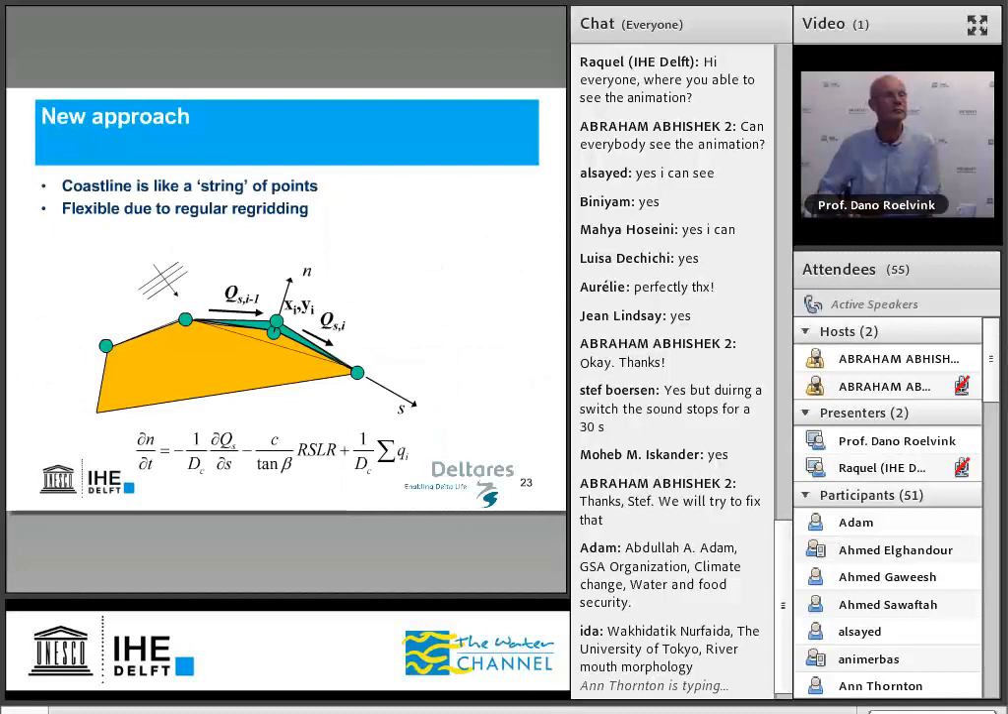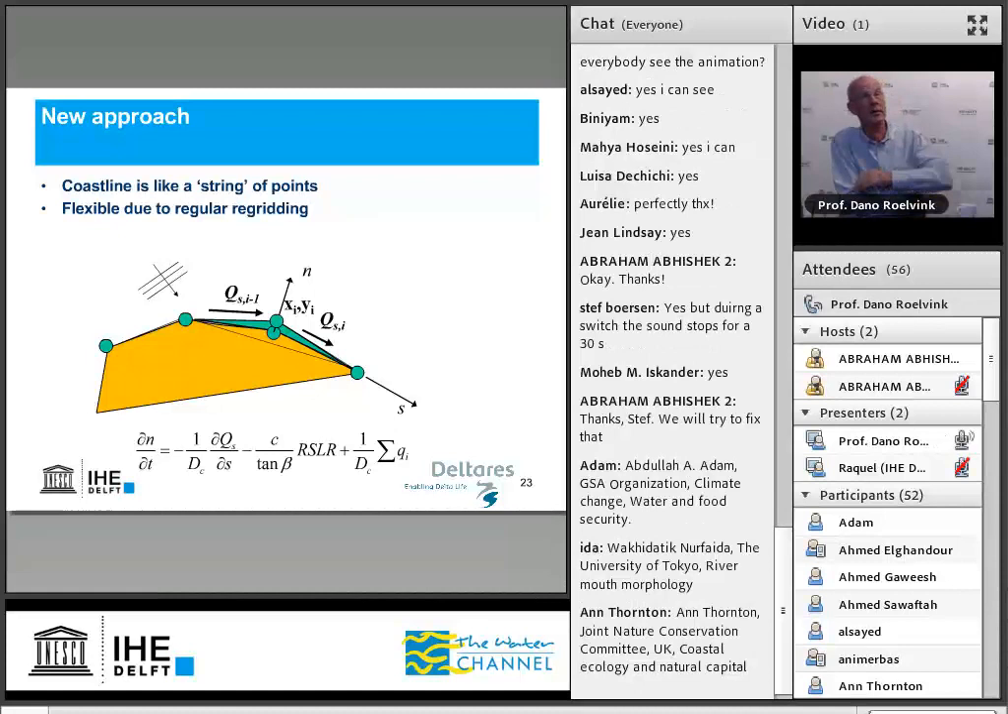The difference is we just left out the reference line. So we take the coastline as a string of points. But the coastal orientation is just determined by the two adjacent points, as you see here, and the cross shore, so the seaward or landward movement of the coast is determined by the transports that you see on either side of a coastline point, and the normal direction that the coast is moving in is just determined by the direction given by the two adjacent cells.